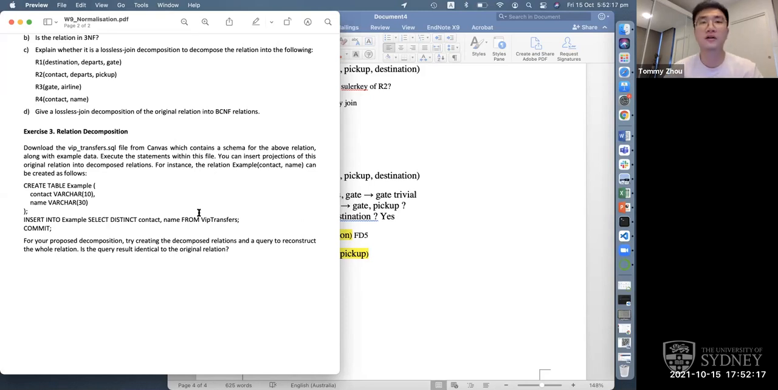All right, I guess we are going to use pgAdmin 4 for this implementation. I'll just stop sharing and I'm going to use pgAdmin 4 later on. All right.